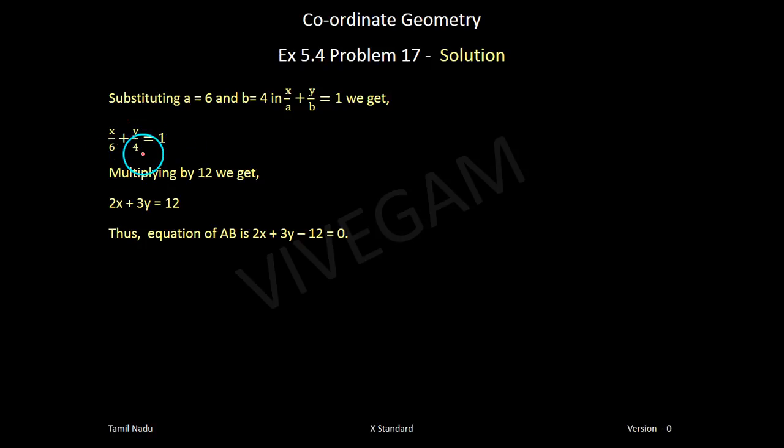Now you have to multiply both sides by 12 to get the denominators out. Okay, so when you multiply it, 6 into 12, 6 will go 2 times, so this will become 2x. 4 will go 3 times in 12, so 3y, and 12 into 1 is 12. So the equation is 2x plus 3y equal to 12 is the equation of the required line.